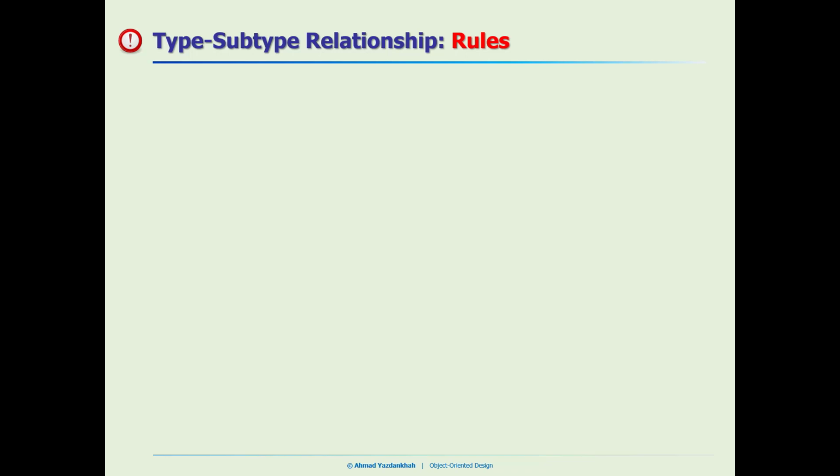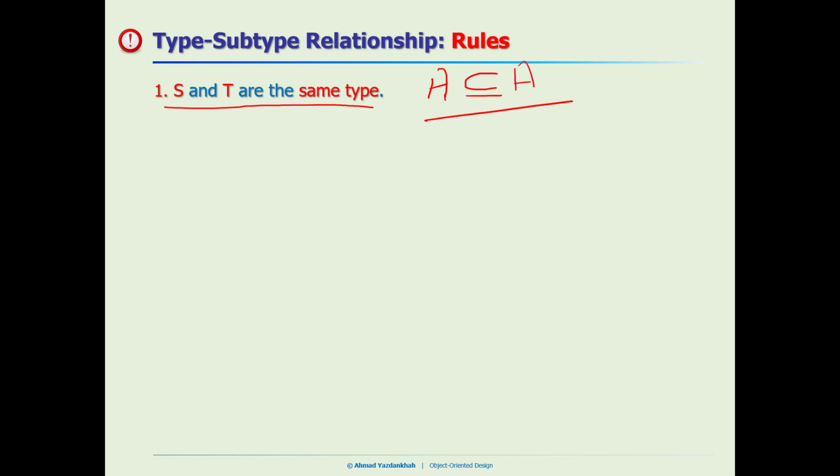First of all, if S and T are the same type, then we can say S and T have a type-subtype relationship. Probably this is coming from set theory. For example, A is a set and it is a subset of itself. So if S and T are both the same, we can say that there is a type-subtype relationship between them.